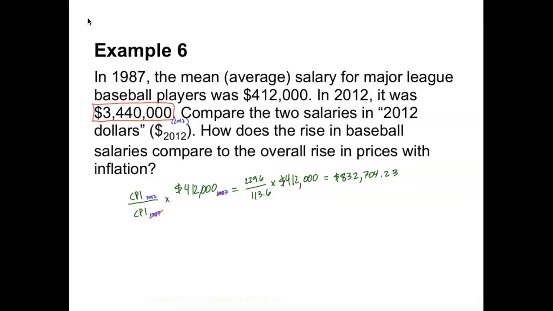All right. So if baseball players were being paid the same relative salary just in 2012 dollars, they'd only be making on average $832,704.23. But what they're actually being paid on average is $3,440,000. So what that's saying is that the rise in baseball salaries far outpaces inflation.